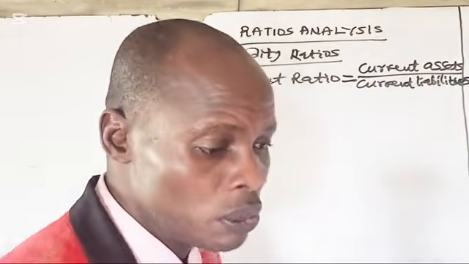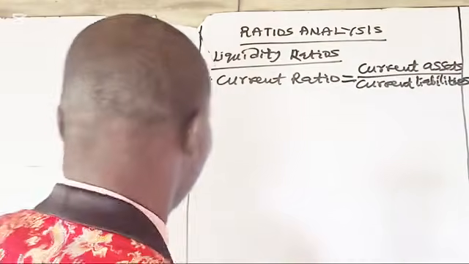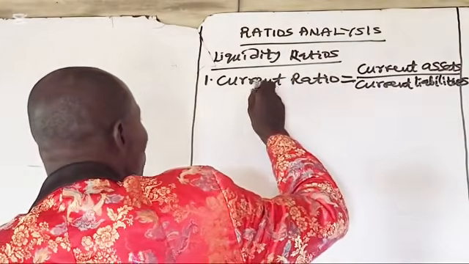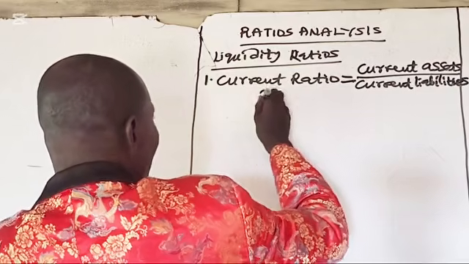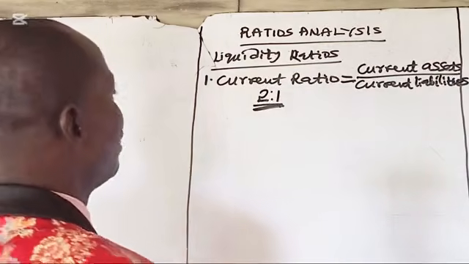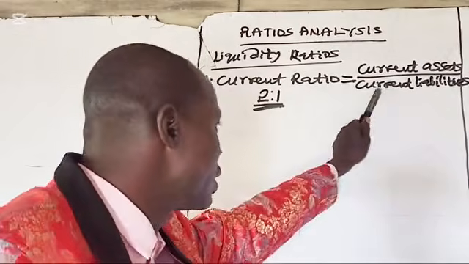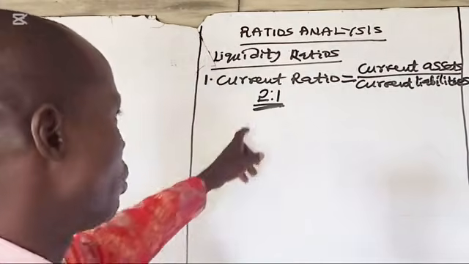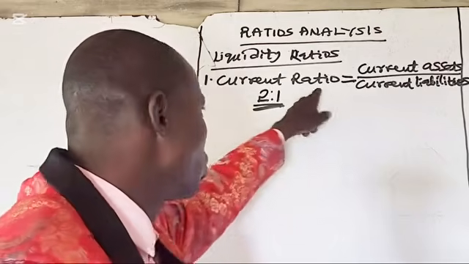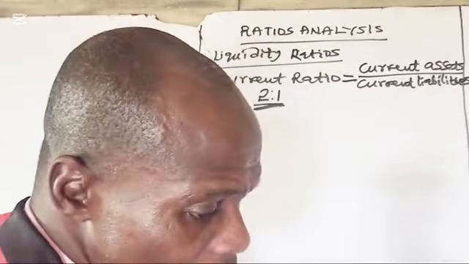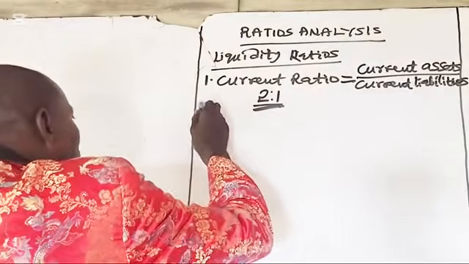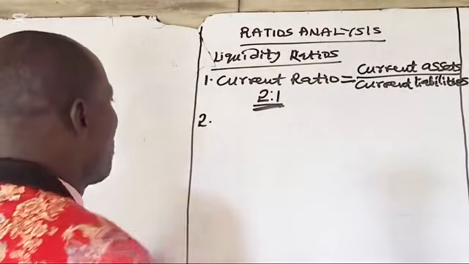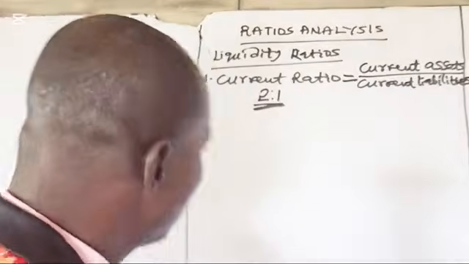And for this ratio, we have an acceptable threshold. The threshold is a ratio of 2 to 1. The current assets must be twice the current liabilities for a business to be liquid. So that is when current ratio is used as a performance measure. Then the second ratio that can be used to measure the company's liquidity is quick ratio.